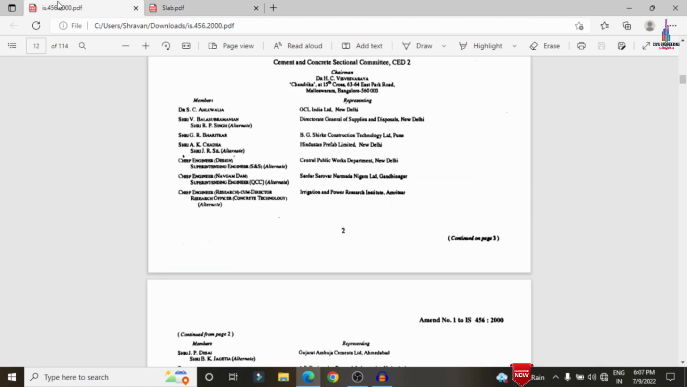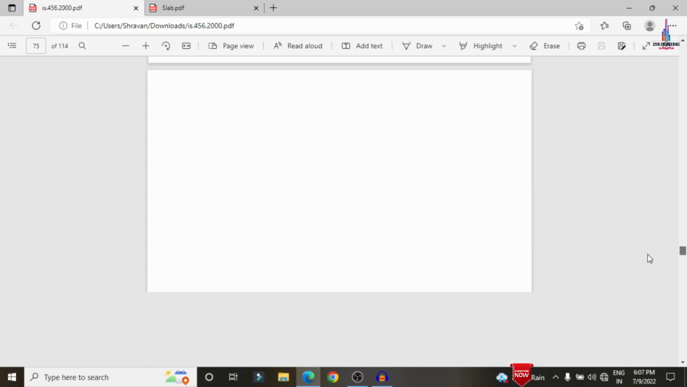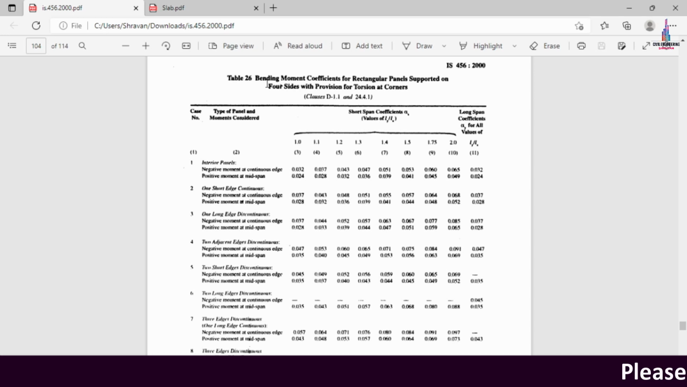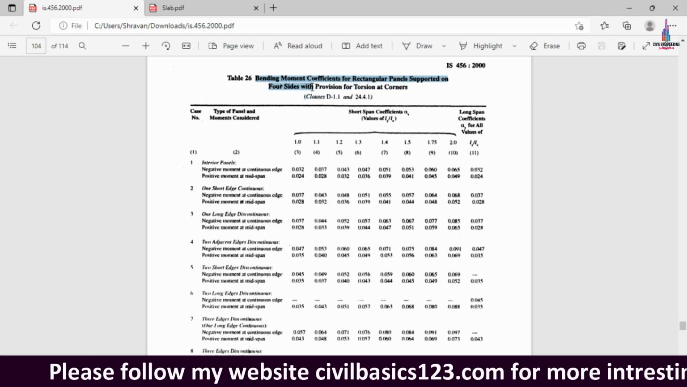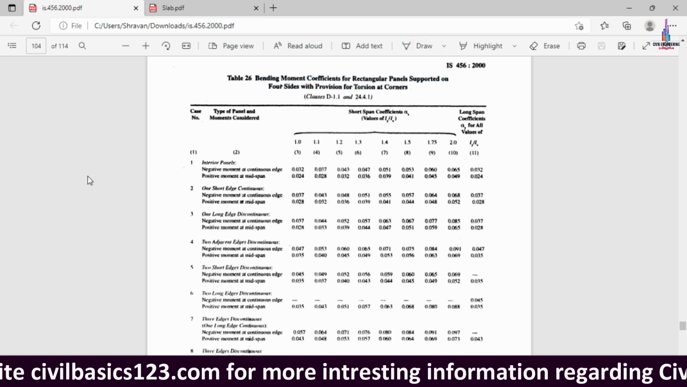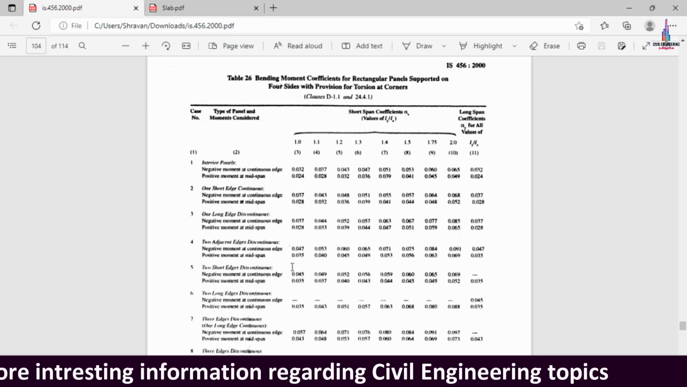Here I am opening my IS 456-2000 code provision standard, page number 91. The table is available on page number 91: bending moment coefficients for rectangular panels supported on the four sides with provision for torsion at the corners. The values of the negative as well as the positive moments will be taken from this table.